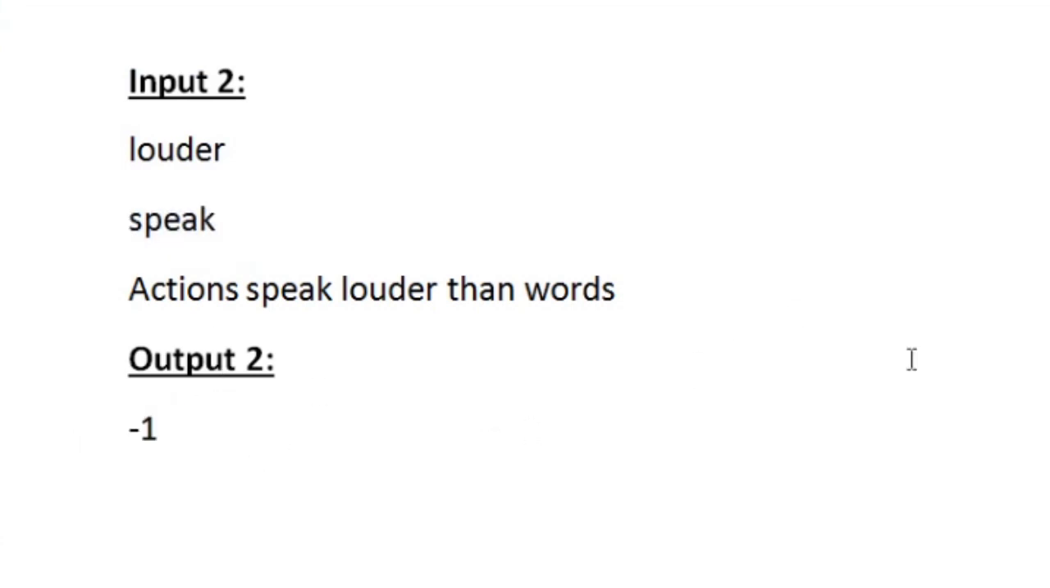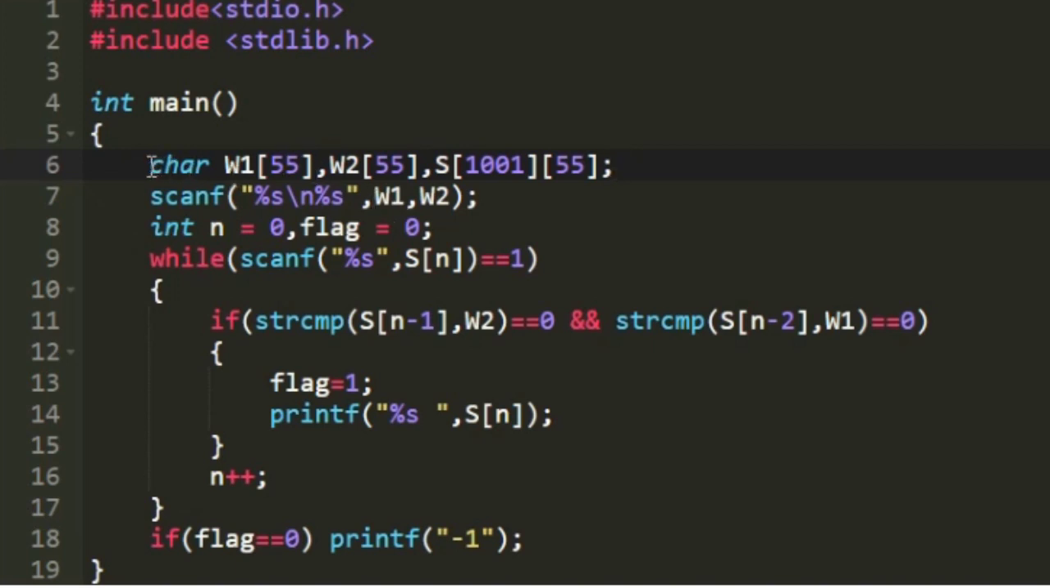Now let us see how to write a C program for this. First I am creating three character arrays named W1, W2 and yes. We will be storing our space separated string in this character array yes. In the next line I am accepting the two words W1 and W2. Now we have to accept our space separated string yes. Before doing that, I am going to create two integer variables named n and flag, and I am setting both of them to 0 initially.